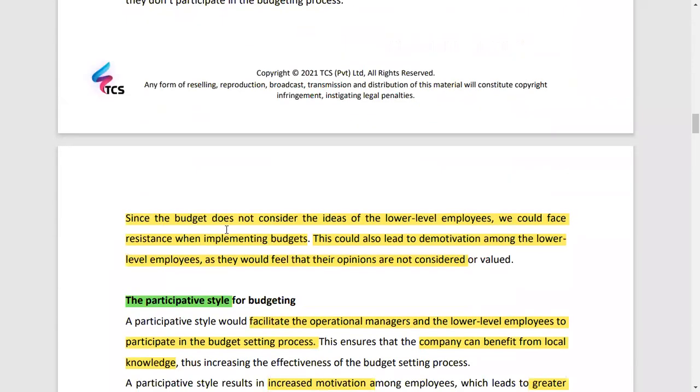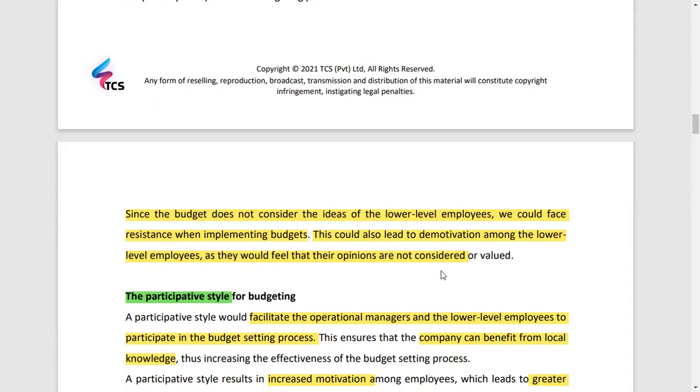Since the budget does not consider the ideas of the low-level employees, we could face resistance when implementing budgets. Yes, that's certain. This could also lead to demotivation among low-level employees as they would feel that their opinions are not considered or valued. So these are the disadvantages of the imposed style of budgeting.